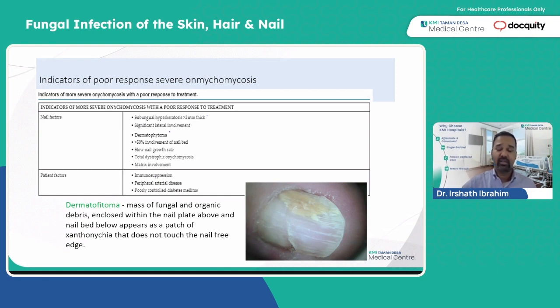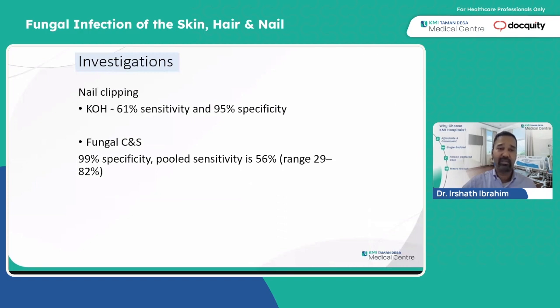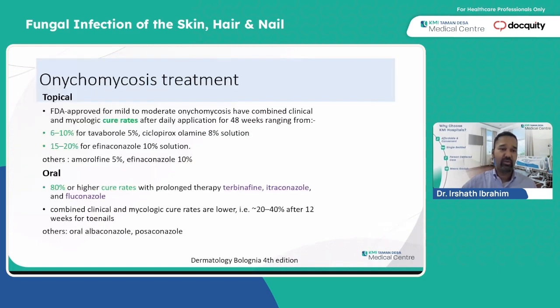So these are the investigations we send, like nail clipping and fungal culture, to get the specificity of the causative fungus. So treatment of onychomycosis. These are topical FDA cure rates. The cure rates are in green. Cure rates are only about 6 to 10% with topical tavaborole and ciclopirox, 15 to 20% with efinaconazole, 10%. But the cure rates are much higher with systemic antifungals, such as terbinafine, itraconazole, fluconazole.